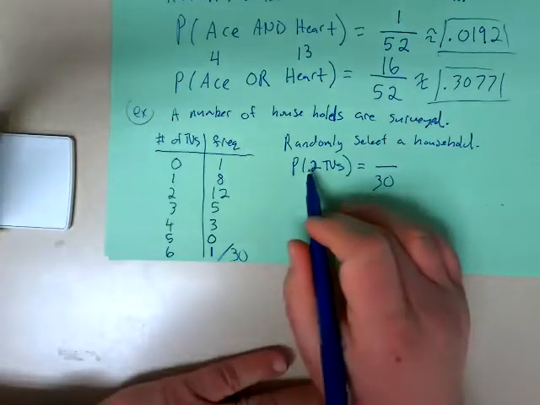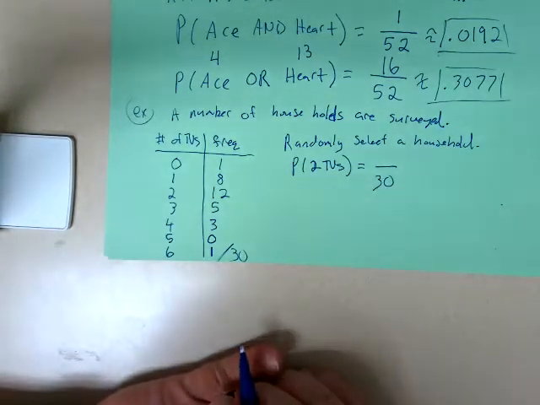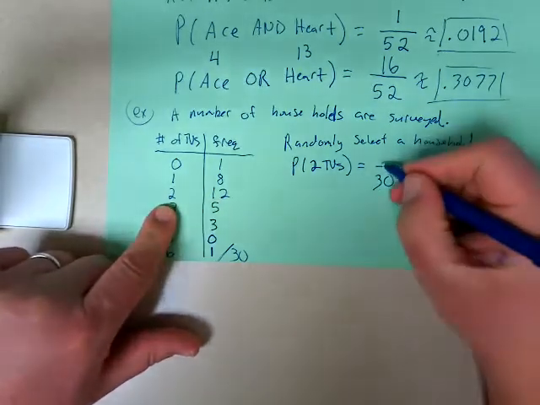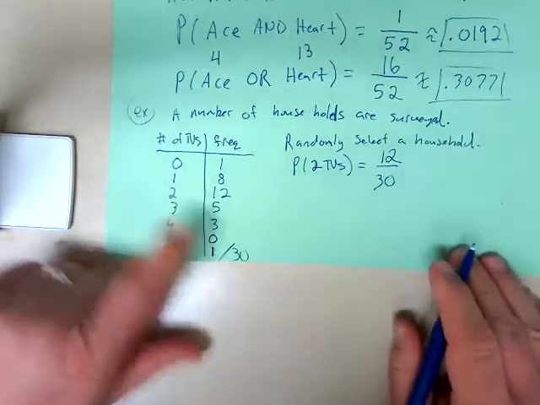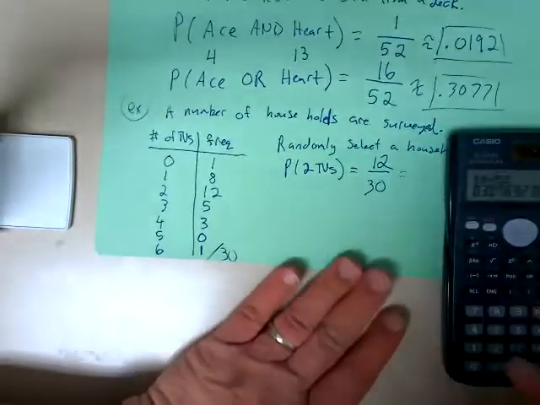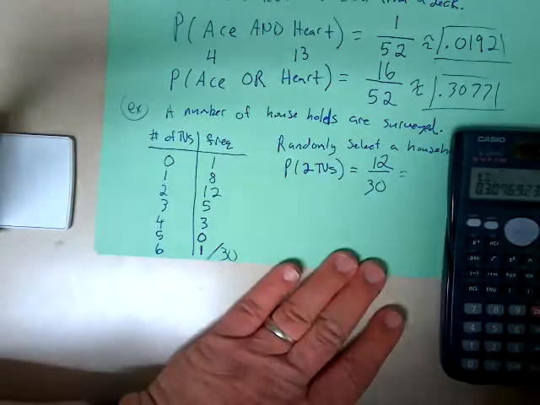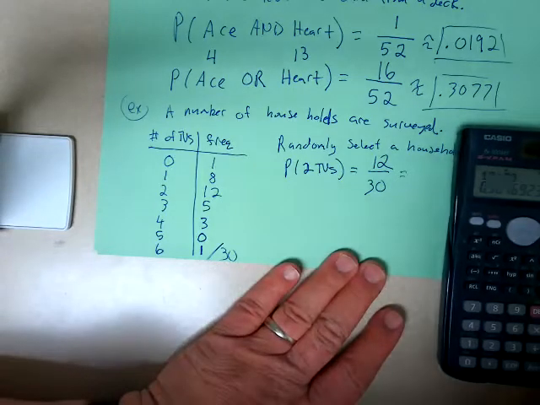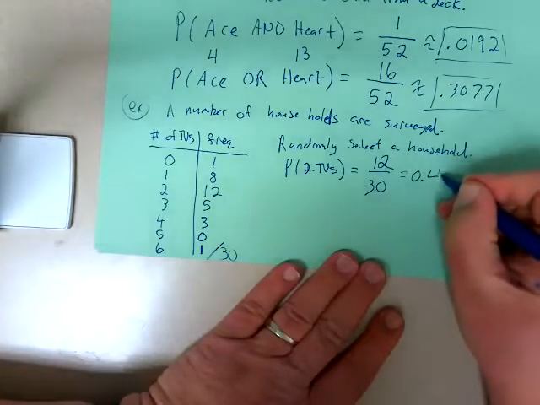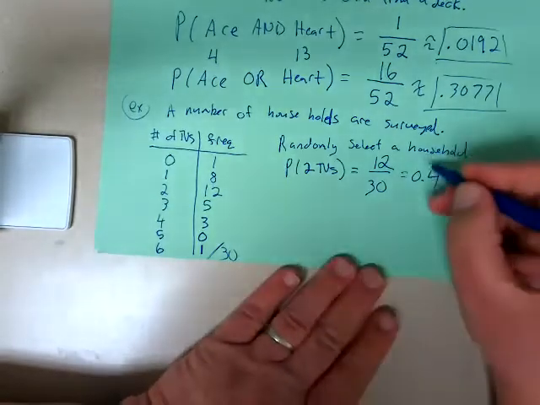And then I want to know the probability that they have 2 TVs. Okay, well, there's 12 households that had 2 TVs. So the top number is 12. That's the number of outcomes in my event. Okay, so I could do 12 divided by 30. And I get 0.4.